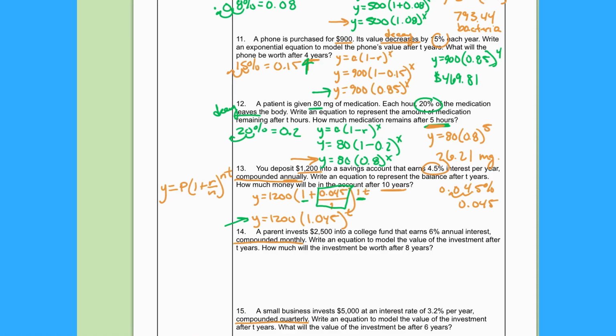Now I'm going to answer the question, how much money will be left after 10 years? So now I'm going to substitute in 10 for the t. So y equals 1,200 times 1.045 to the 10. Put that in the calculator. And we're talking about the amount of money. You put $1,200 in, and after 10 years, you now have $1,863.56.